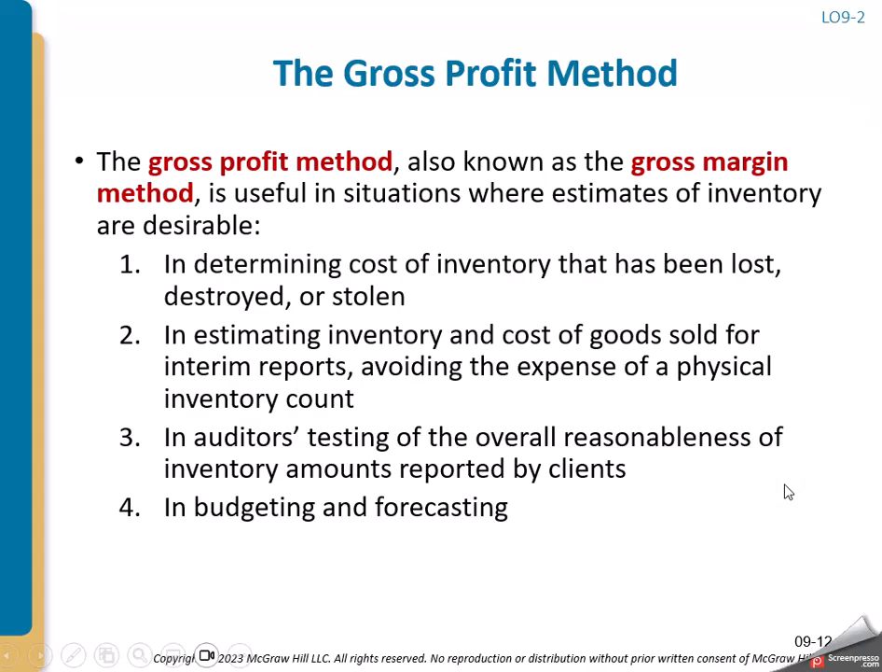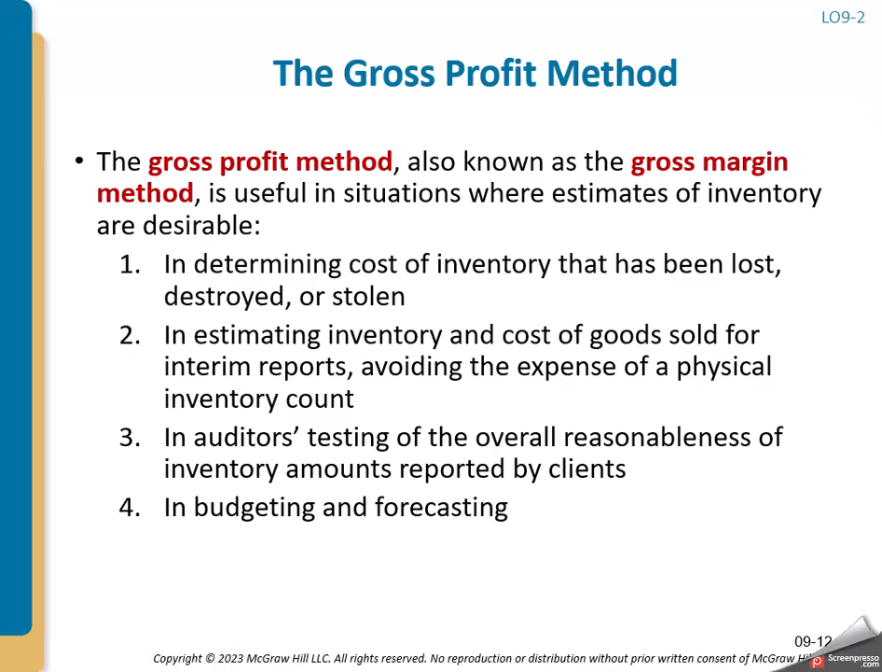Okay, then the next method is our gross profit method. This is normally used when we are really just making estimates. So we may not want to take a physical inventory count, and we want to estimate what the end of our inventory is. At the end of the year, we normally always take a physical inventory count. So these would just be for the interim reports or the quarterly reports.